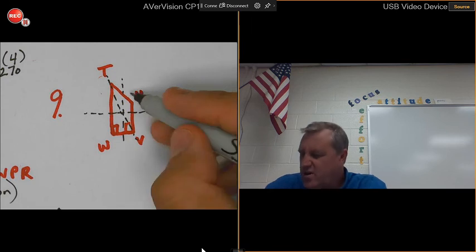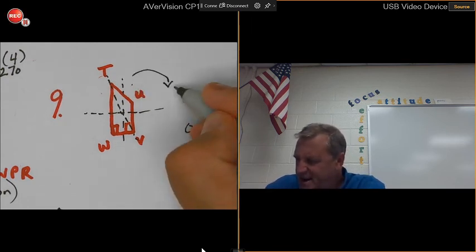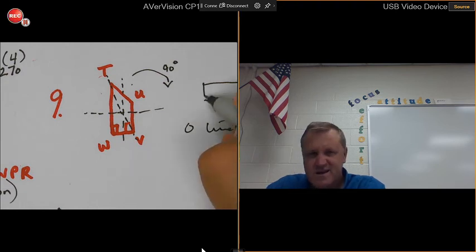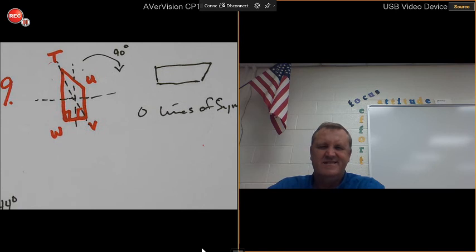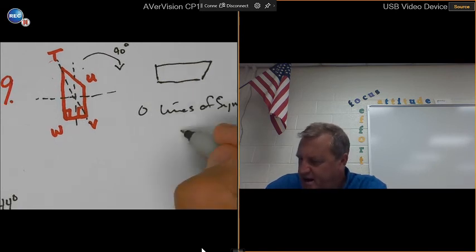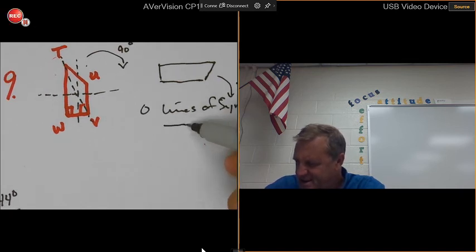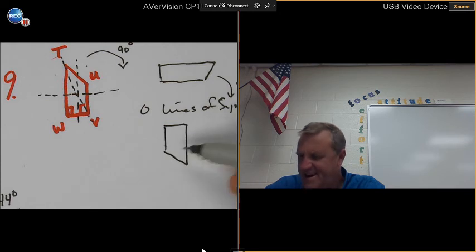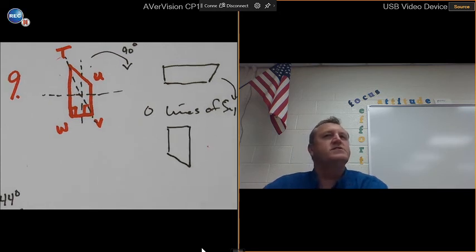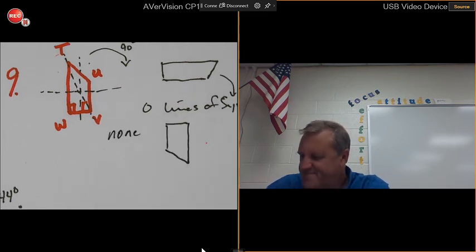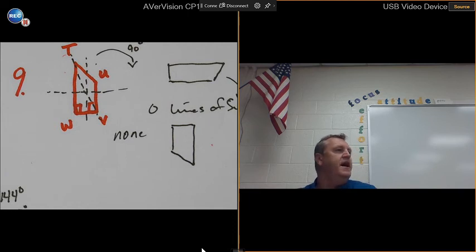How about rotational? Well, if we rotate it 90 degrees, it would look like this. That's not the same. If we rotate 180, another 90, it would look like something like that. I don't think there's any rotational either. And so I'd say no rotational or none. So that trapezoid doesn't have any. Okay? All right. You getting the idea of it?